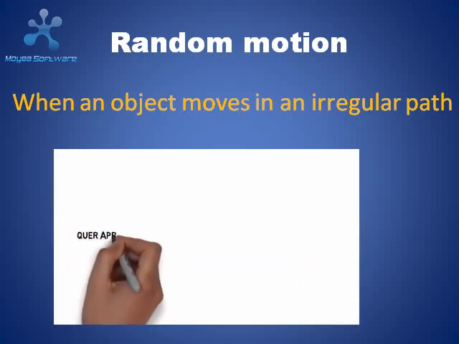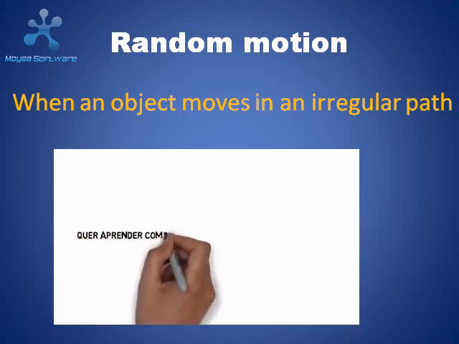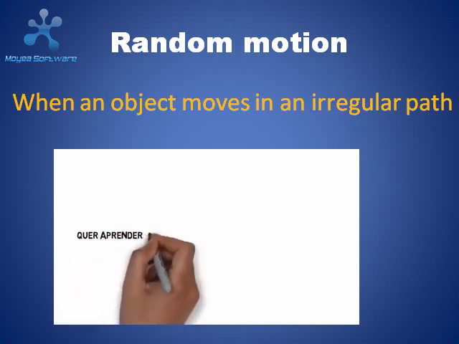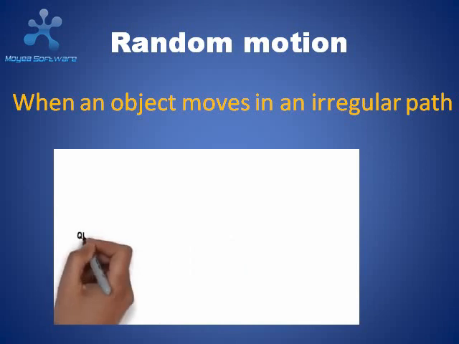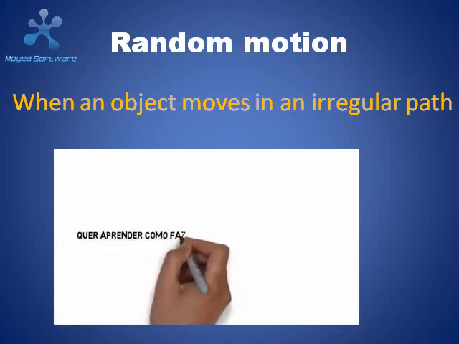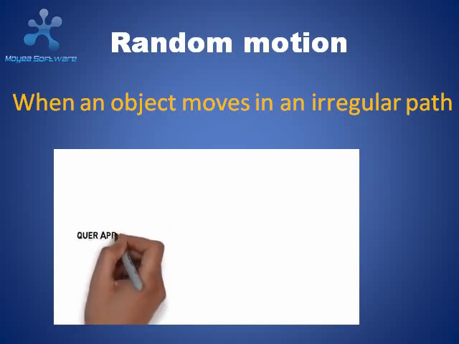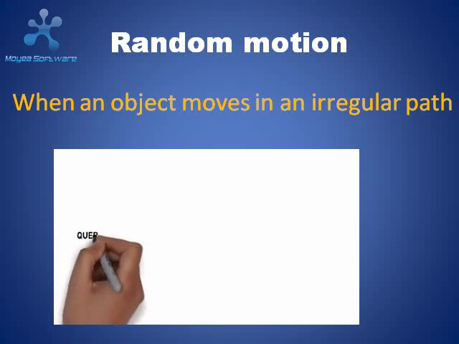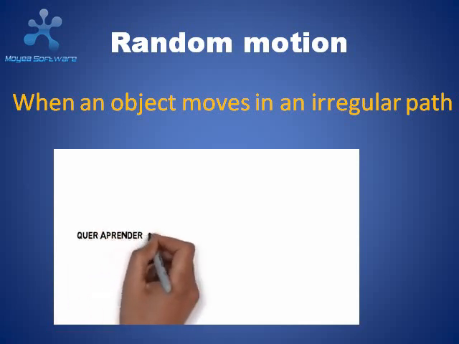Let's take another example. The movement of a pen or a pencil while writing is an example of random motion because while writing, the pen is in motion along an unusual or irregular path. Hence, we can say that writing is an example of random motion.